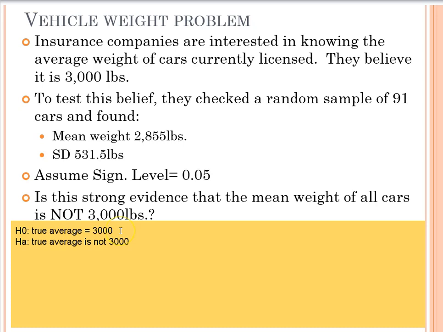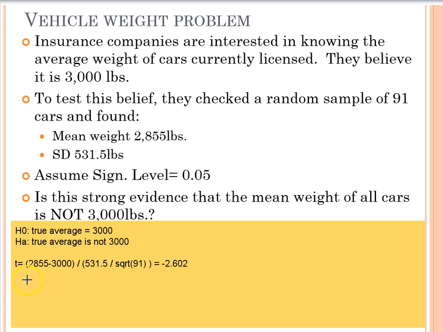assumption of 3,000 pounds. Now you can see that our sample is in fact less than that, but this may just be due to sampling variation, that if you're drawing samples from a population, some are going to be greater and some are going to be less than the true average. And so this might just be due to sampling variation. We can test that idea by using the t-test.